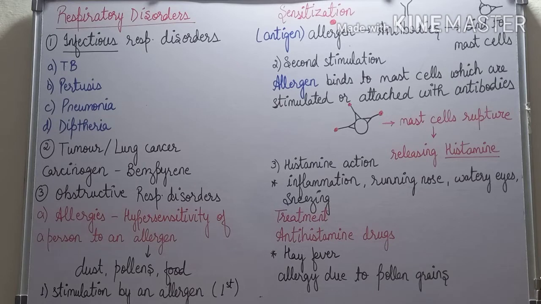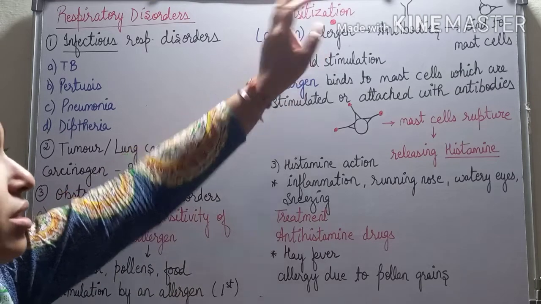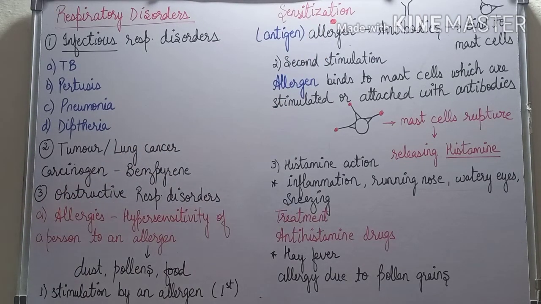Now this allergy, starting from an allergen entering our body up till its effect, is divided into 3 steps. The first step of allergy is stimulation by an allergen. This step is also known as sensitization. Stimulation by an allergen. Like what happens? Any allergen acts like an antigen for our body.